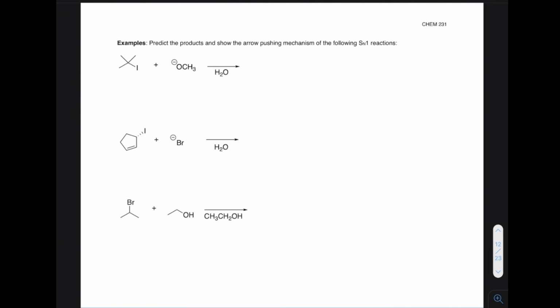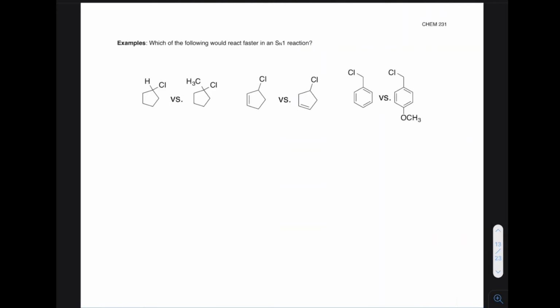So in lecture, we're going to go through some different SN1 reactions, including mechanisms, and we'll also take a look at the rate of reactions for electrophiles and determining which of these electrophiles has the leaving group leave the fastest.